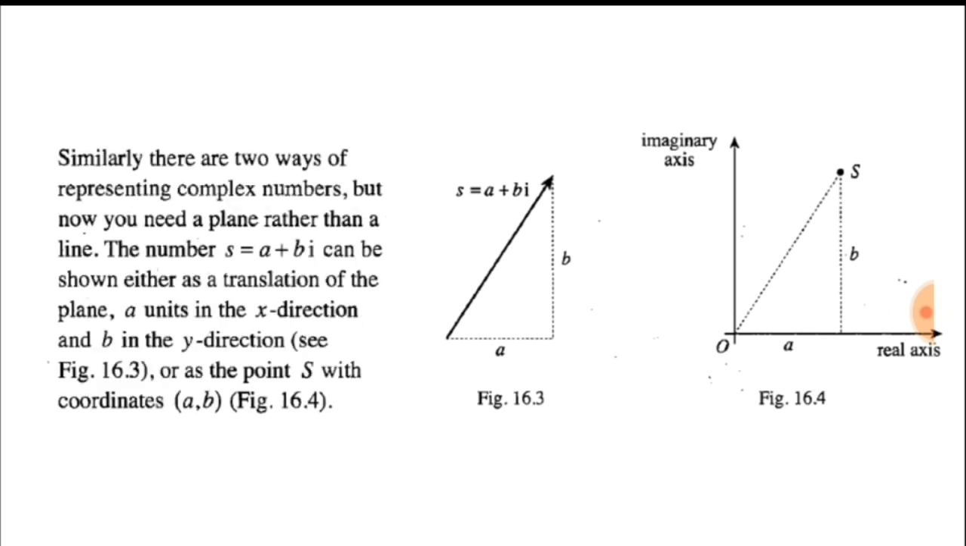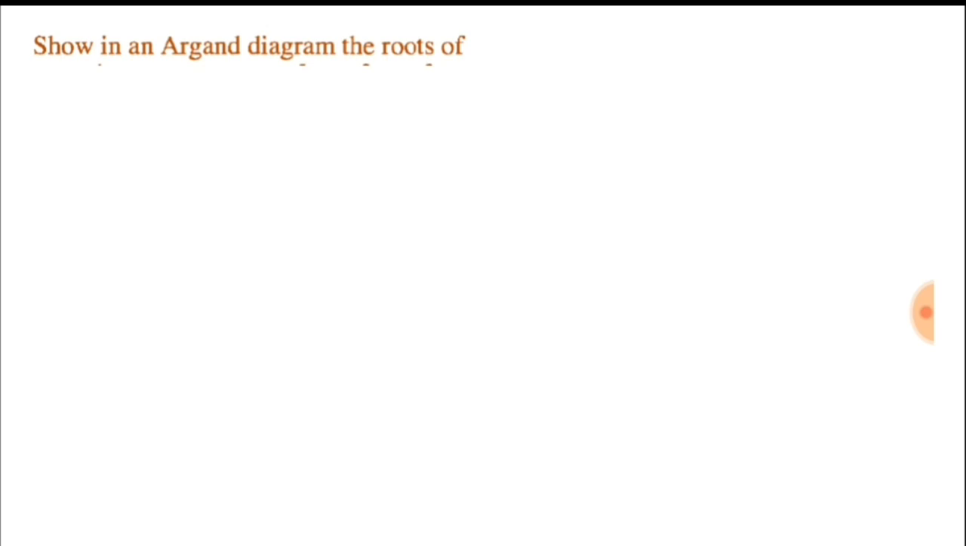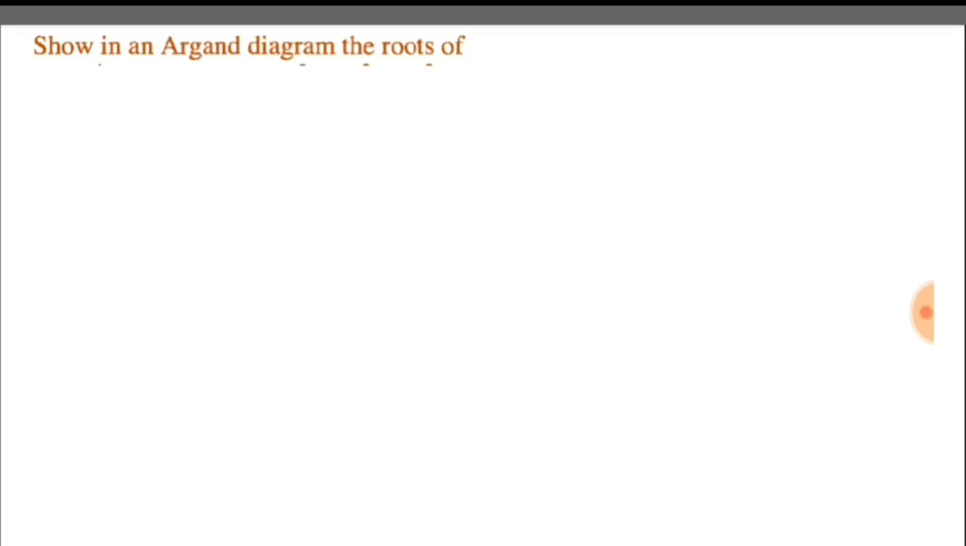Geometrical representations. The number s equal to a plus bi can be shown either as a translation of the plane, a units in the x direction and b in the y direction, or as the point s with coordinates a comma b. And the diagram shown previously is called the Argand diagram.